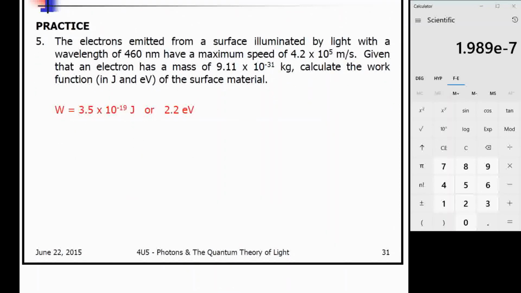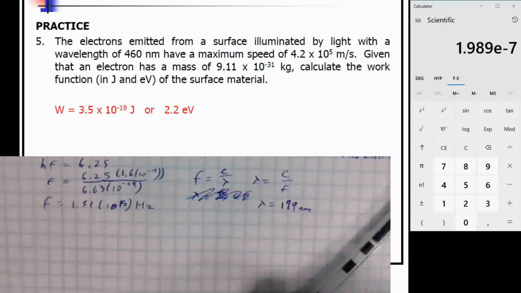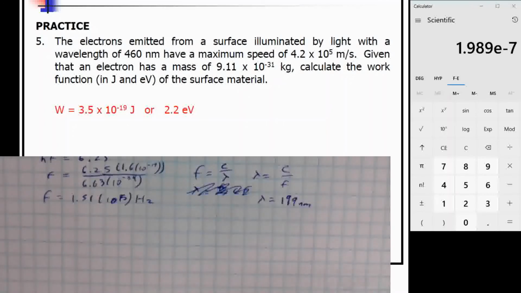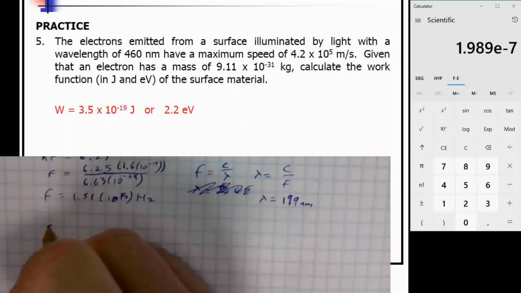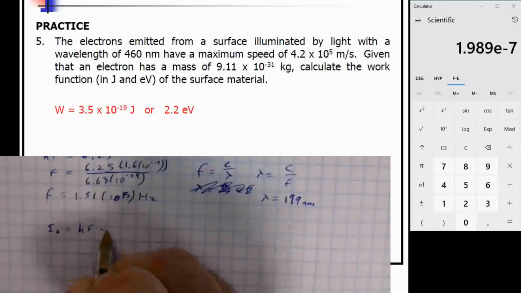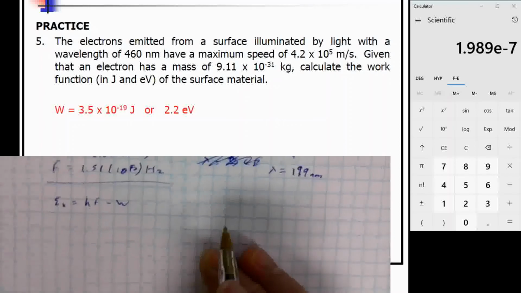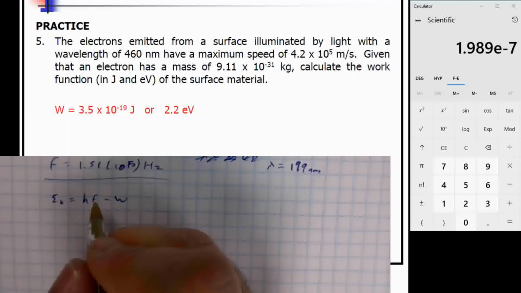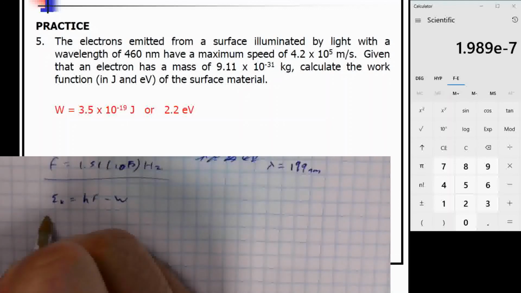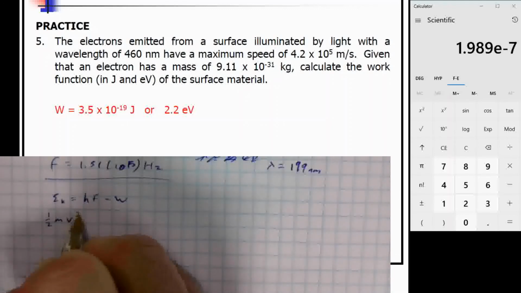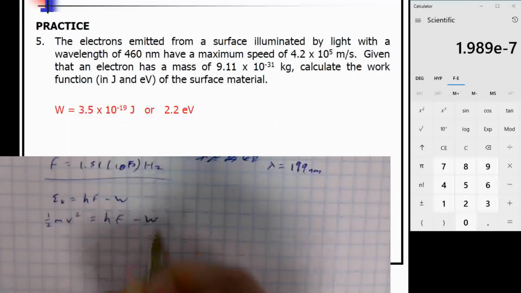Okay, one more here. It says electrons emitted from a surface illuminated by light with wavelength of 460 have a maximum speed of 4.2 times 10 to the 5 meters per second. Given the electron has a mass of 9.11 times 10 to the negative 31, calculate the work function in joules and electron volts of the surface material. So here we have EK equals HF minus W. And our EK, our kinetic energy, can be found as 1/2 mv squared equals HF minus W.